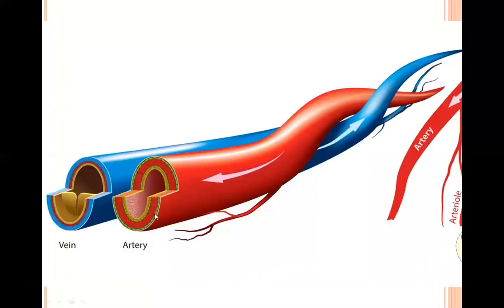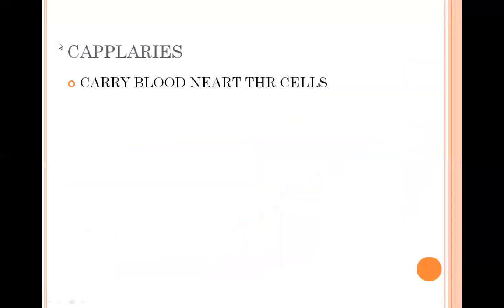See, it's an artery, and then it's a vein. We'll see what a vein is. A vein carries deoxygenated blood except the pulmonary vein. Arteries carry oxygenated blood, which is why they are red in color, and veins carry deoxygenated blood, which is why they are blue in color. Then we know about capillaries. Capillaries carry blood near the cells.